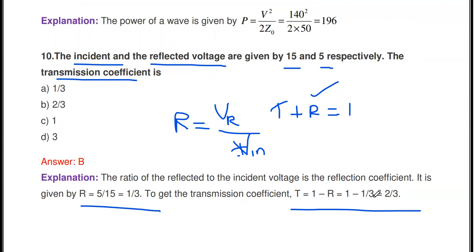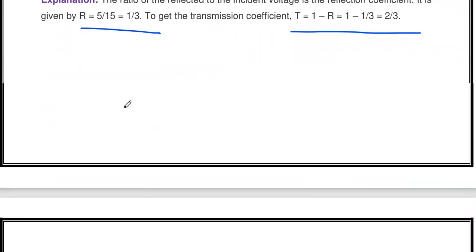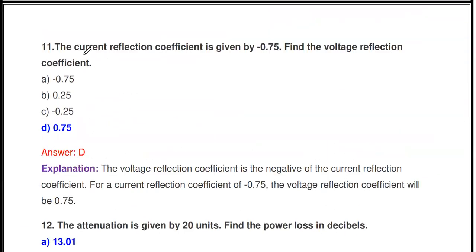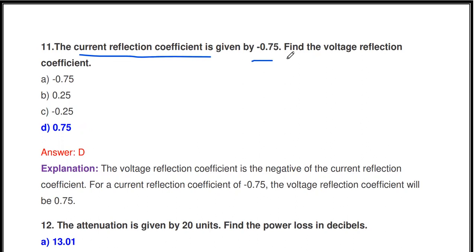So 1 minus 1 by 3, so it is 2 divided by 3. So 2 divided by 3 is the transmission coefficient. Okay. Then the next one, the current reflection coefficient is given by minus 0.75.